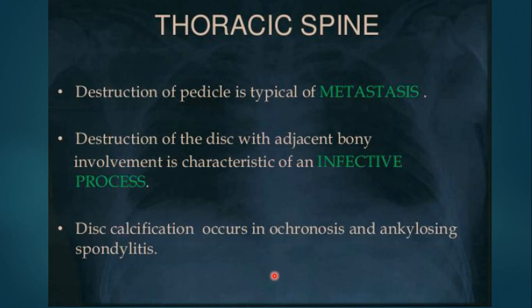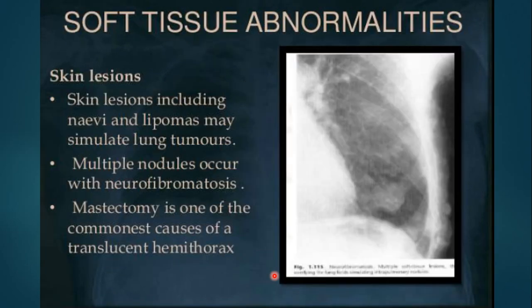While destruction of a disc with adjacent bony involvement, where the bone is abnormal and the disc space is abnormal, is, as we said, characteristic of an infective process like TB or pyogenic abscess. Disc calcification, if you see the disc space appear white, dense or calcified, is seen in what's called ochronosis and also in ankylosing spondylitis. So every pathology has its own differential diagnosis. Of course, the common ones are important.